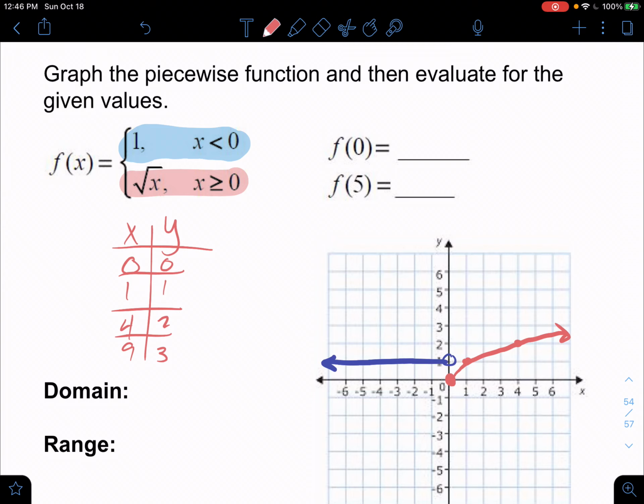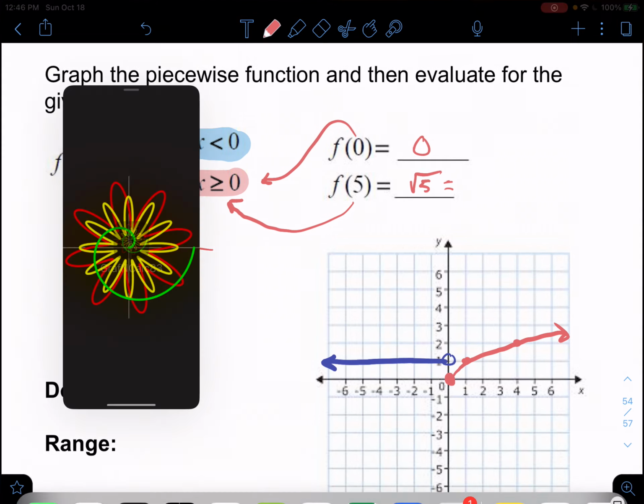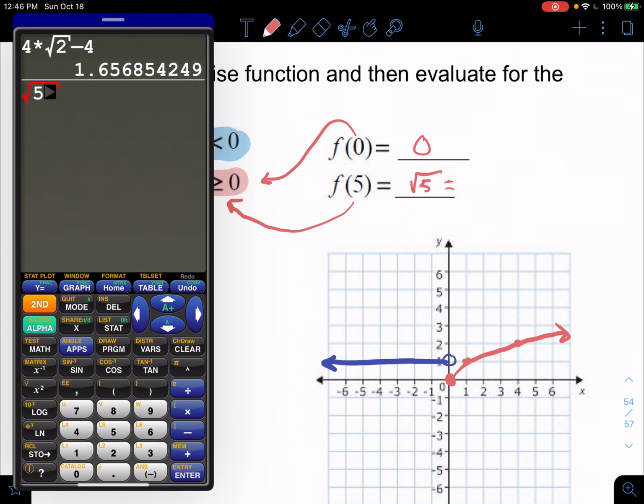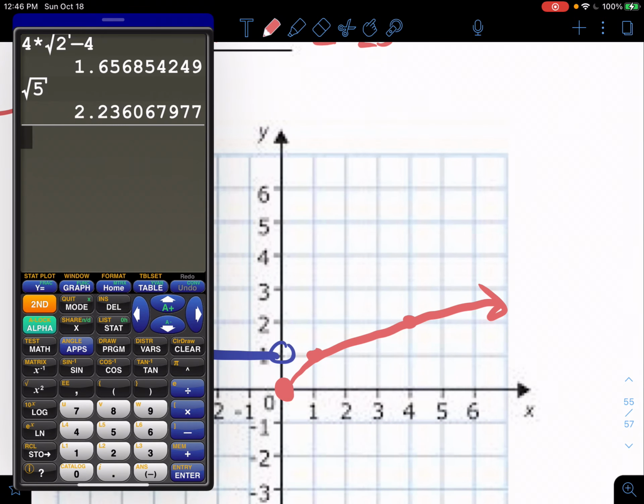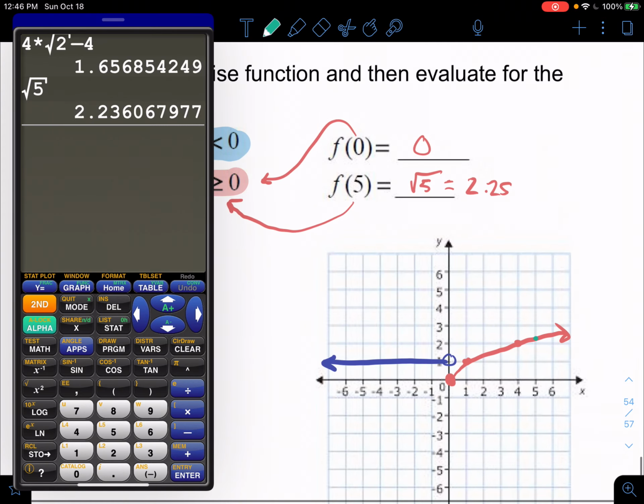So f of 0, right, if I go to 0, I'd have to plug it into this one. Taking the square root of 0 is just 0, so we get that. Since 5 is bigger, we would also have to use this bottom one. So our answer would really be the square root of 5, which you could get a decimal approximation for too. Punching that in on your calculator, second square root 5 would be 2.23. Which we kind of can actually see right here too, right? So if I had that value of 5, 2.23 would sit somewhere right about there.